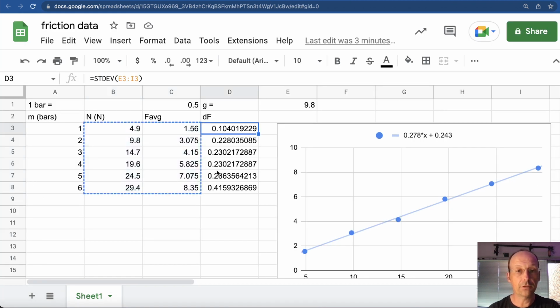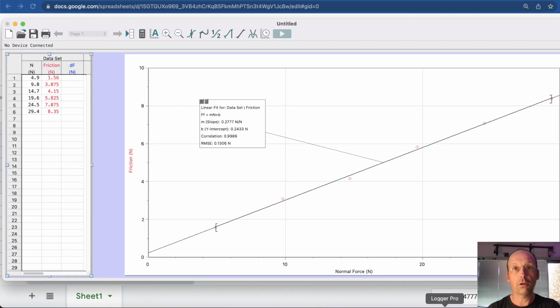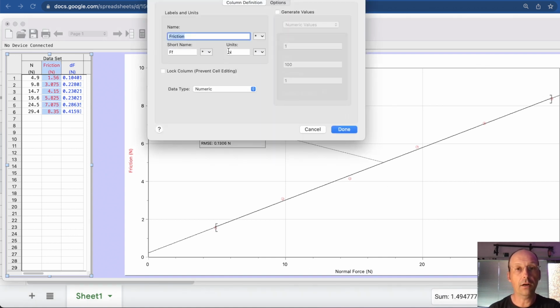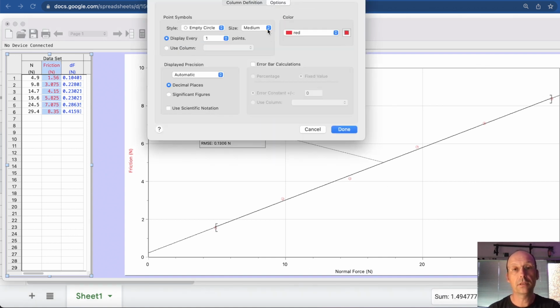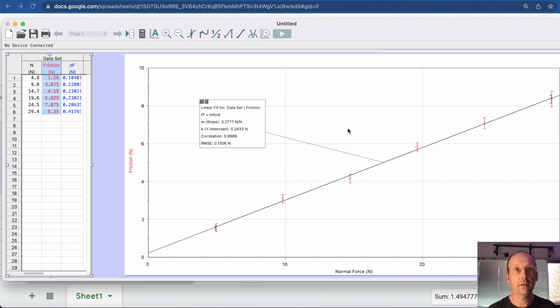And I'm going to copy my uncertainties. Copy. Go back to Logger Pro and paste those in right here. And then I'm going to go to my friction column right here, and I'm going to say Options, Use Error Bar Calculation, Use Column, and I'm going to use DF. Done. And there you go. There are my error bars. And you'll notice they're in the vertical direction because I have friction on the vertical axis. And that's kind of cool.